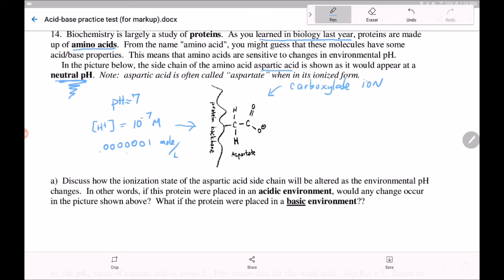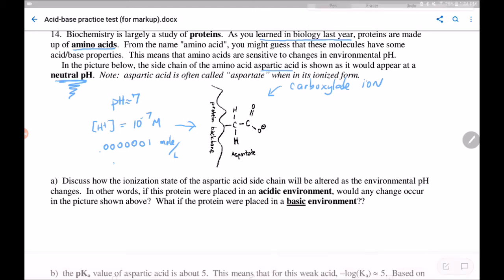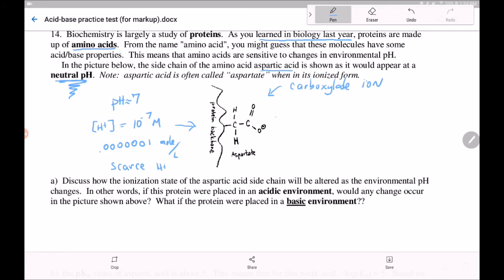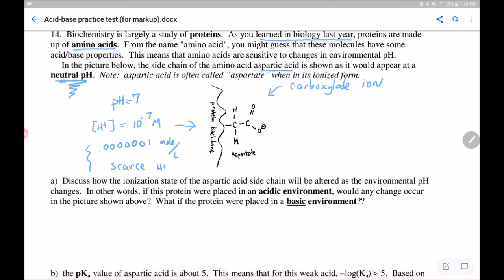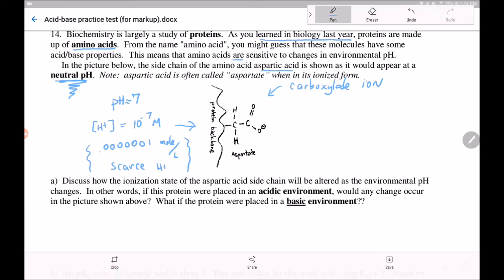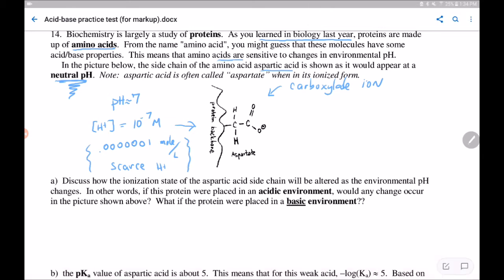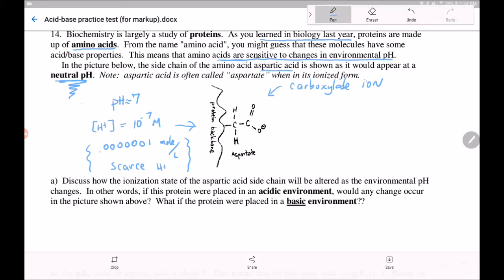In such an environment where H plus is very scarce, this negative carboxylate ion has a hard time finding an H plus. There just aren't very many of them in the environment. So this is what it means when it says that amino acids are sensitive to changes in environmental pH. The pH is not always pH 7.